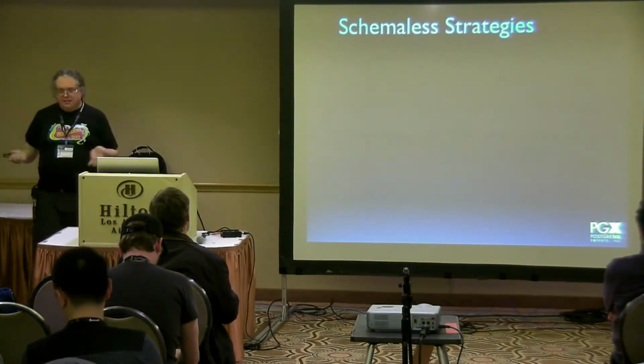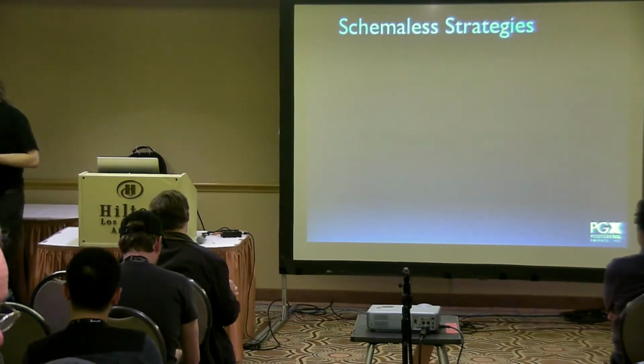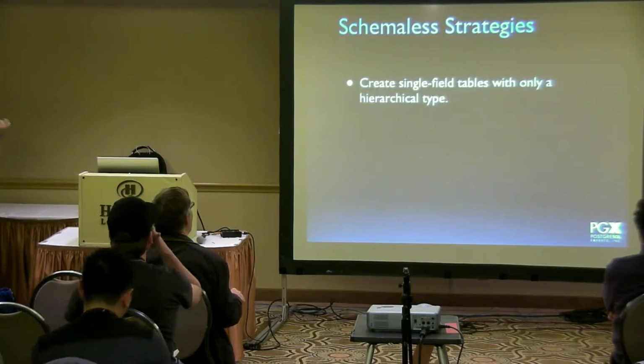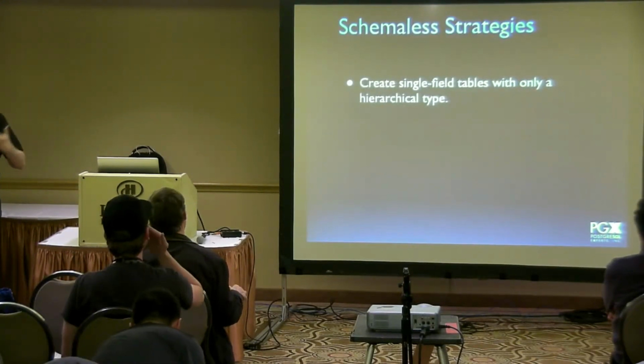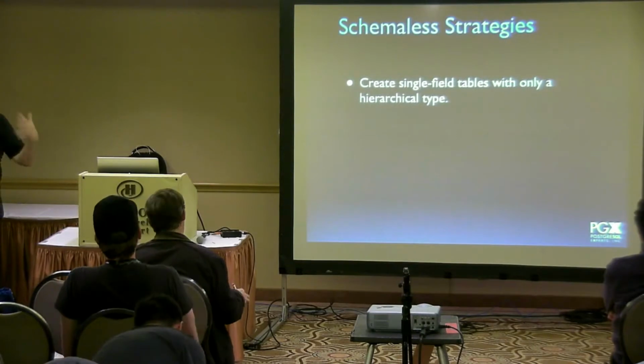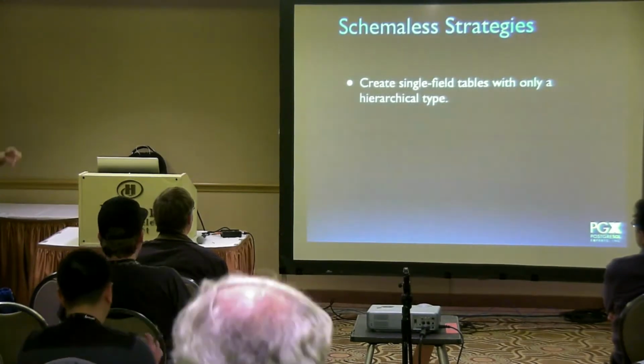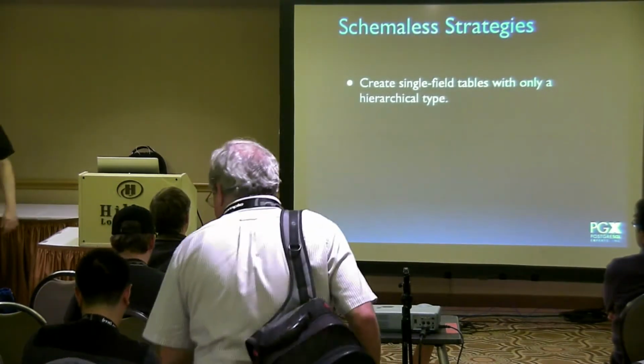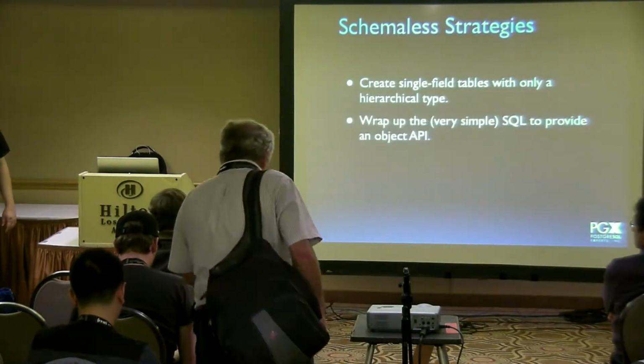So we've got this stuff. What do we do? What we do is actually pretty straightforward. You can create a single field table. This is the most reduced case. You want to treat Postgres as a pure schemaless database. You just create a single field table with only one column, which is the hierarchical type.